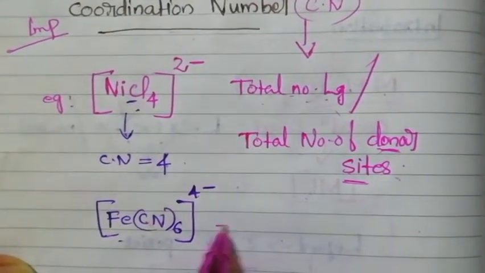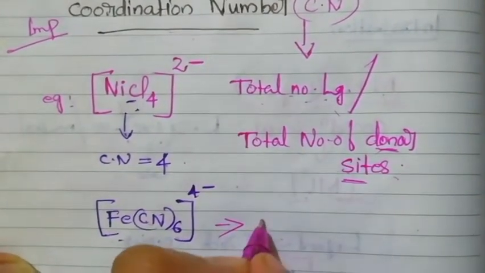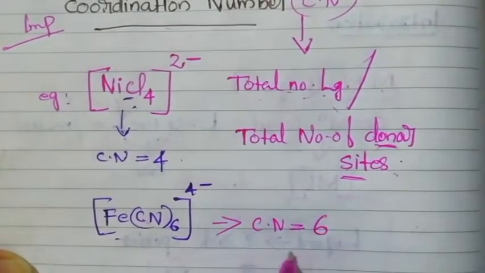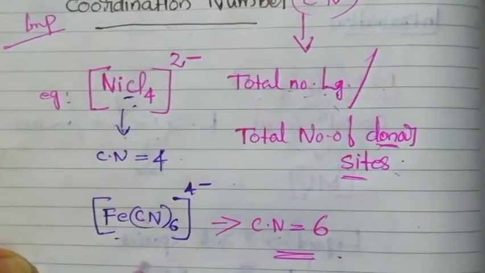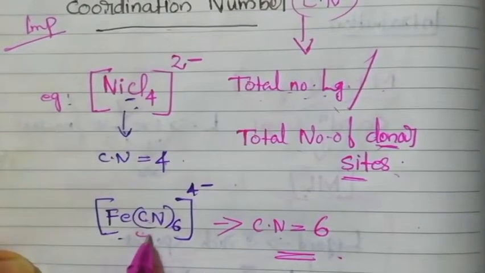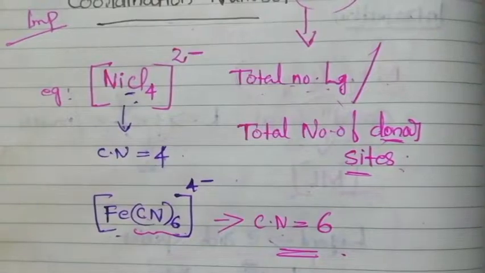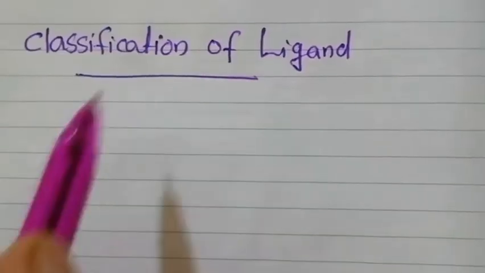Okay, so 6 CN is attached to the metal Fe. So here the coordination number is 6. Children, understand: coordination number is the total number of ligands, or total number of donor sites, attached to the central metal atom.